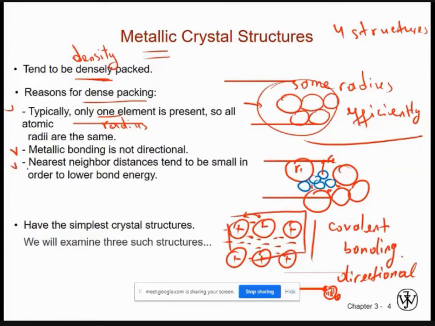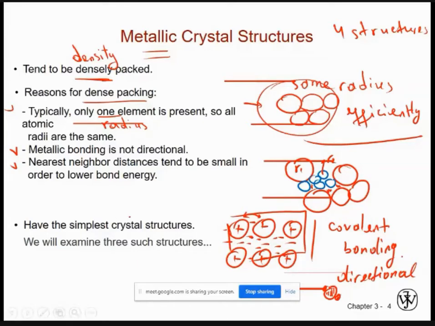The third one: nearest neighbor distances tend to be small in order to lower bond energy. If two elements are close to each other, like here, they will spend less energy. That's why, in order to spend less energy, these elements tend to get close to each other. And if they are close to each other, we have dense packing. So those are our reasons for dense packing: 1, 2, and 3.